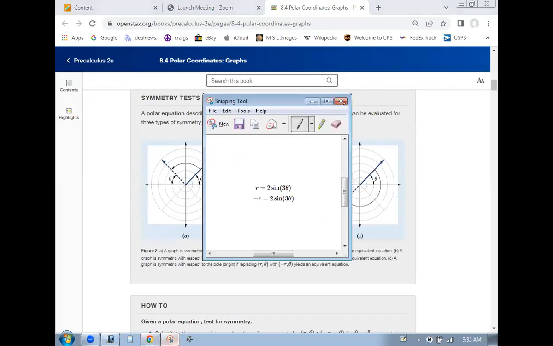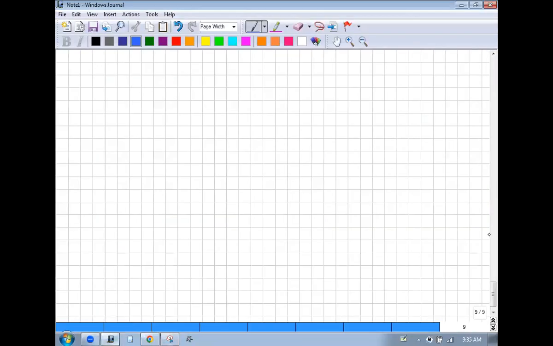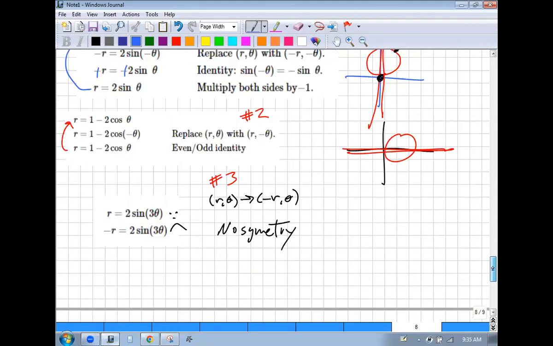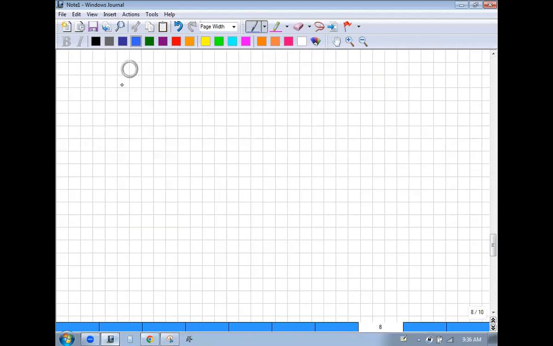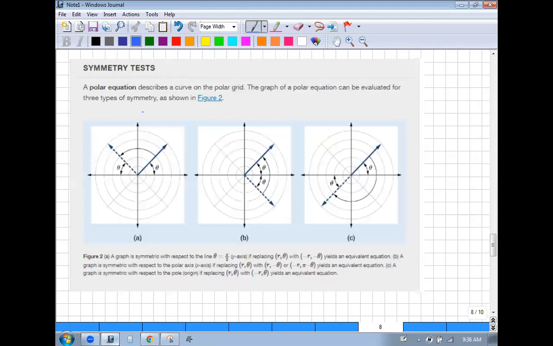Oh, here are their pictures here. Number 1, number 2, and number 3.